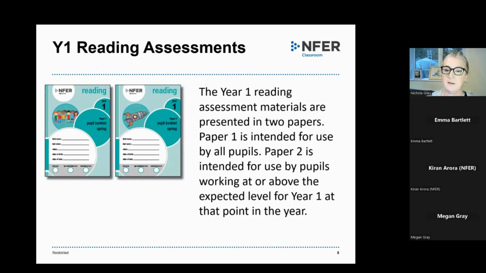Now, like it says here, paper 1 is intended for all pupils, but paper 2 may be intended for most of the pupils who you believe are working at or above that expected level for year 1 at this point in the year, from that spring term. And the teacher guide and script really guides the teacher to support those pupils by taking away that cognitive overload, so they can check in with their students to see if they actually understand what's being read to them.